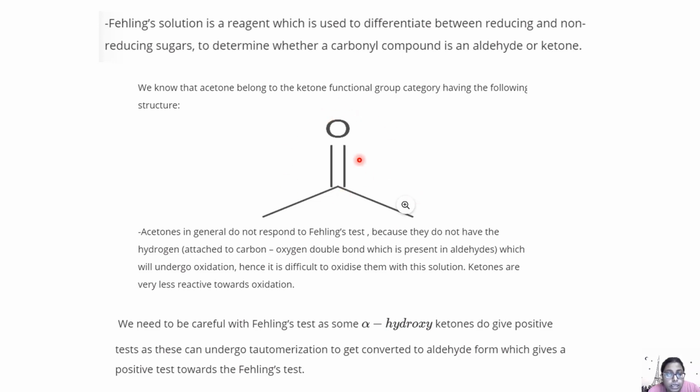Now acetones in general do not respond to the Fehling's test because they do not have the hydrogen attached to the carbon oxygen double bond. So the carbon valency is already fulfilled.